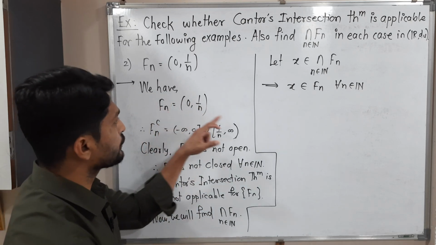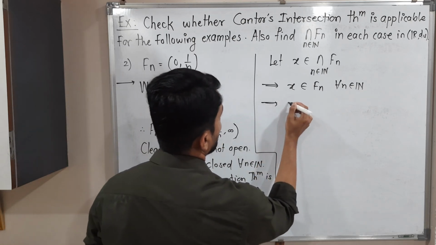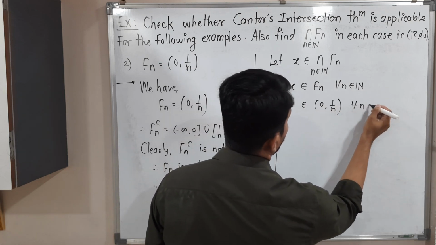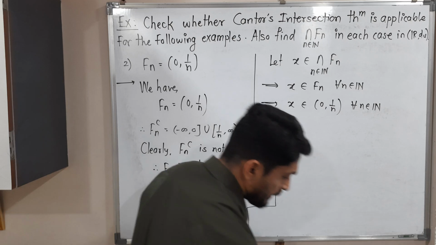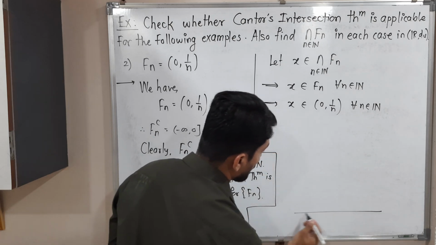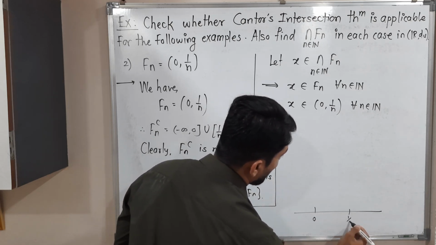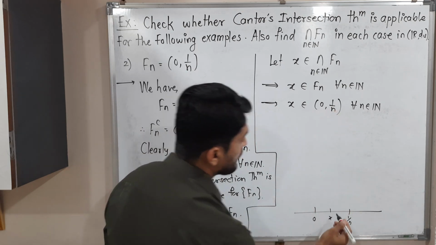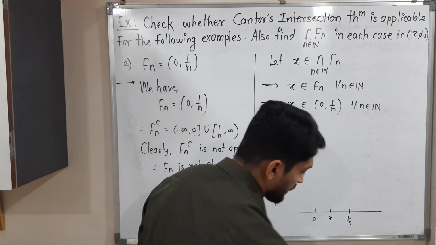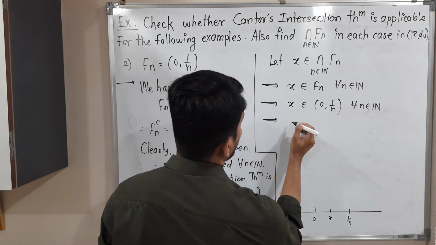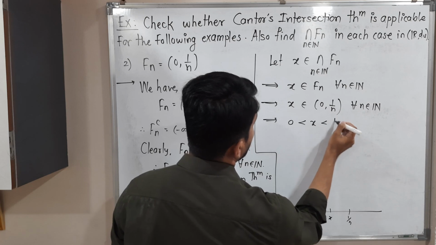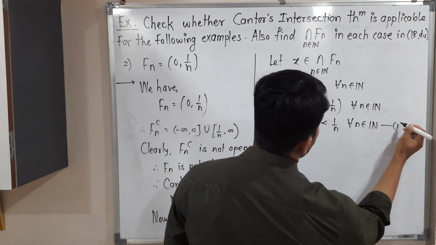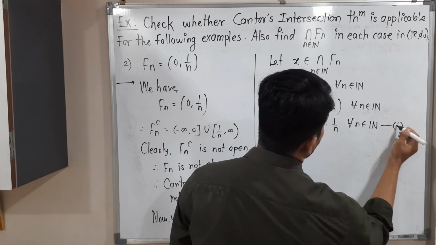Let me put the definition of Fn there. x belongs to the open interval (0, 1/n) for all n belonging to the set of natural numbers. Let me draw the diagram so you will get an idea. We have 0, and we have 1/n. x belongs to this open interval, so x will be somewhere here. Therefore I can write 0 < x < 1/n for all n belonging to the set of natural numbers. So, an important thing we have got; let me call it statement 2.